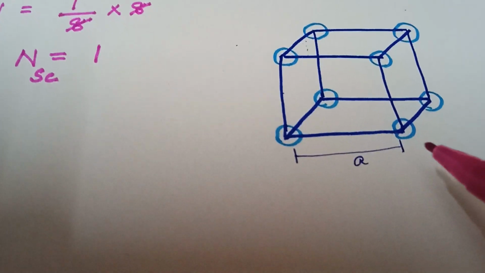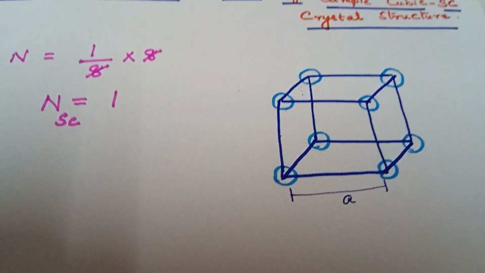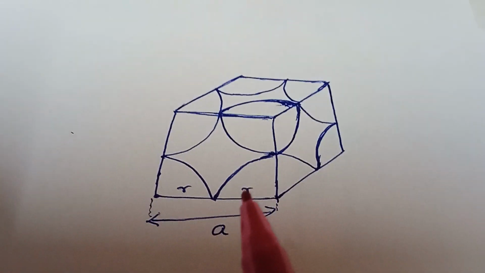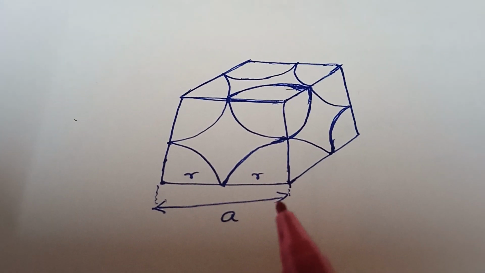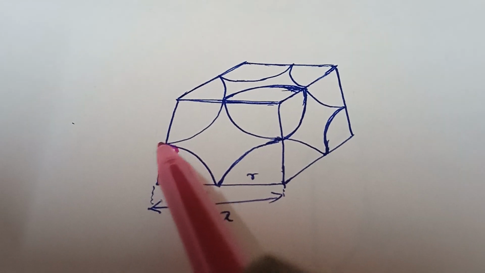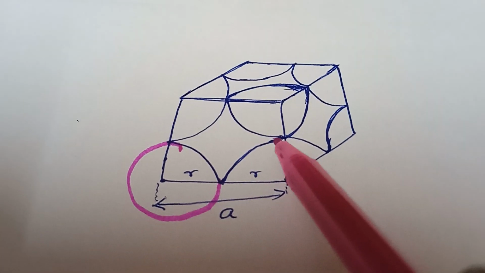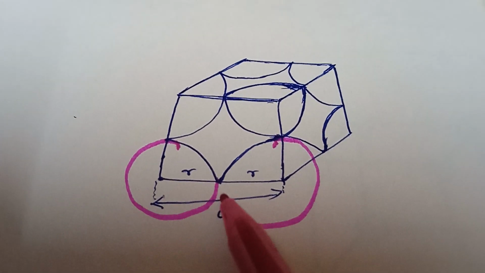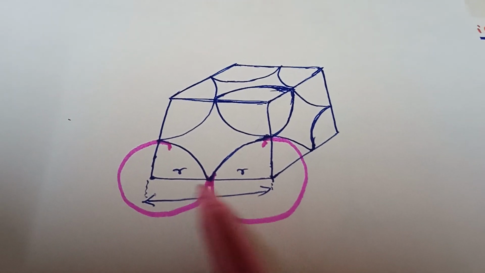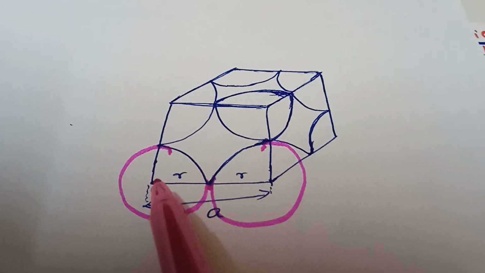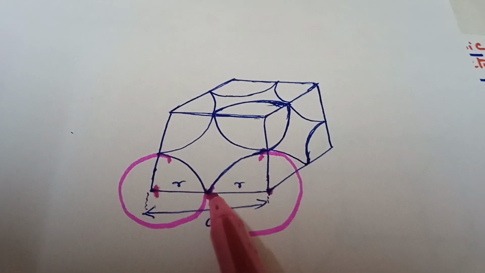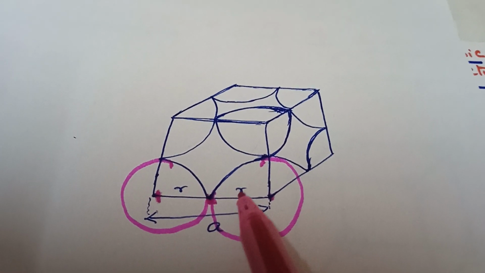Now atomic radius. Atomic radius can be taken by, in this diagram, A is the side of the unit cell and these are the corner atoms. I am drawing the corner atom. So these two are considered as nearest neighbors. That is, they have direct contact with each other. From the center towards the circumference, it is radius. Similarly, from the center towards the circumference of this spherical atom, it is radius.